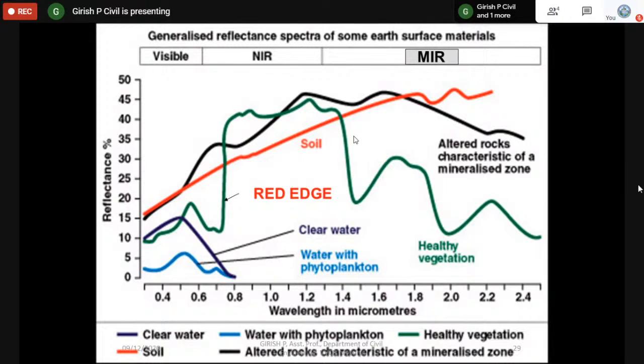So because of low reflection, particularly in the blue portion of the electromagnetic spectrum, it always looks blue and shades of green. But in general, these are the important set of reflectance curves. They are very much important, particularly in the remote sensing process.